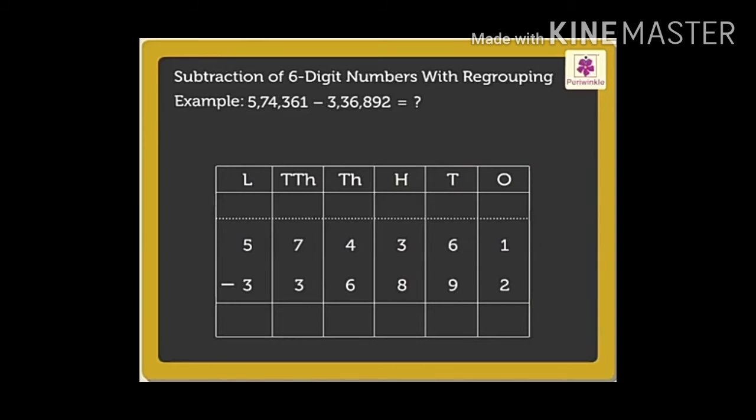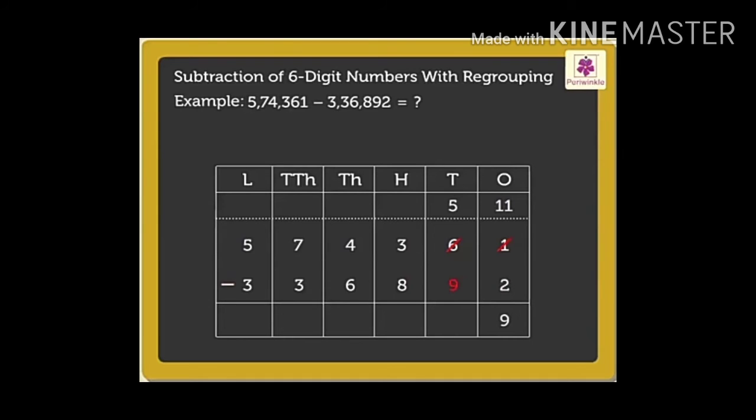As you know how to subtract, this is with regrouping. First start from the ones place. Ones place, 1 minus 2. As you know, 1 is less than 2, so there are not enough ones to subtract 2. So we have to regroup or borrow from the tens. So 11 minus 2 will get 9.